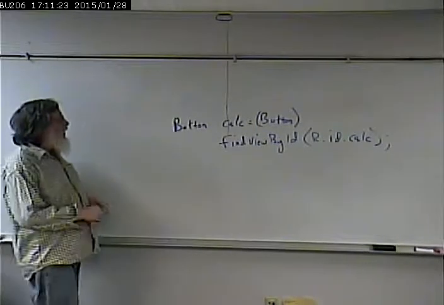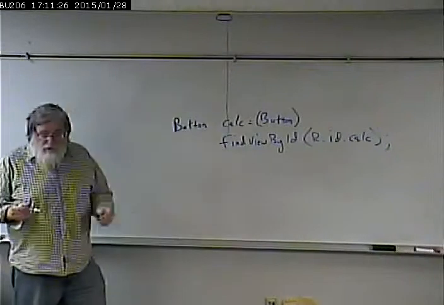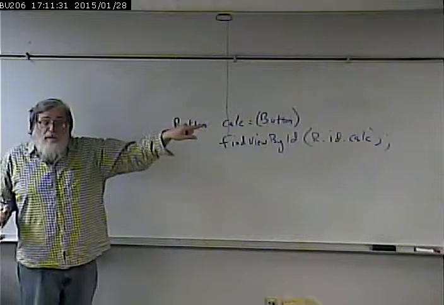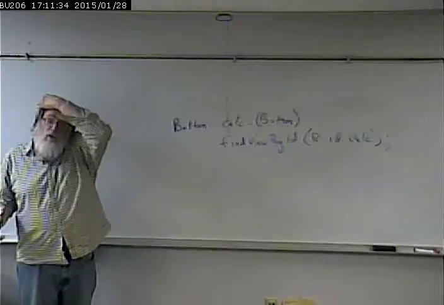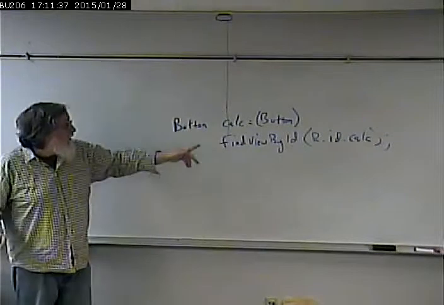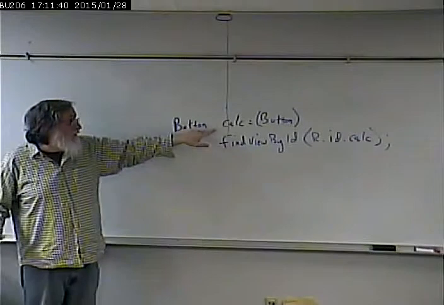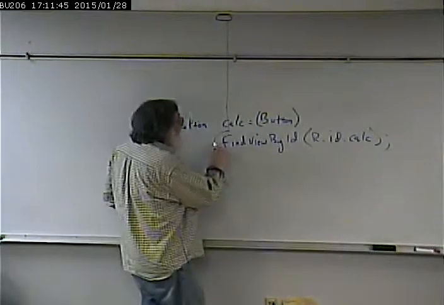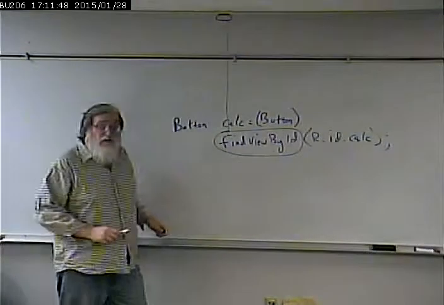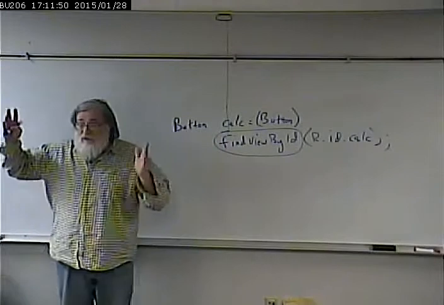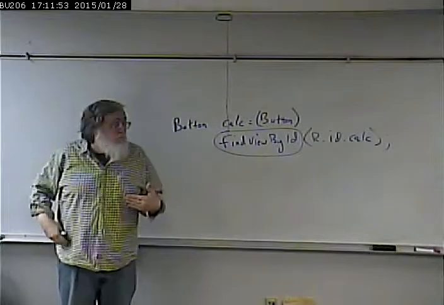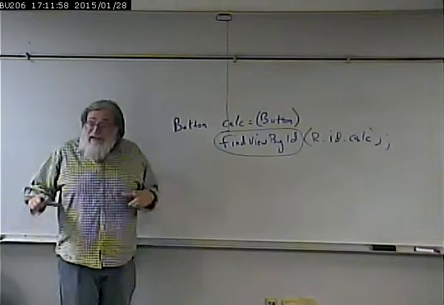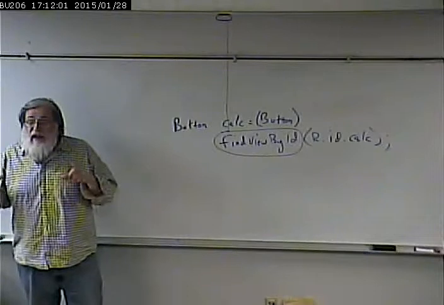So we're going to create an object reference variable. An object reference variable is a variable that contains a pointer to an object, because more than one variable can point to the same object. So we're creating a variable that points to a button. What button? Well, we're going to find that button in the view. What view? We're going to find it in the main content view. There's no prefix here, so we know we're looking at the main content view for this Android app.